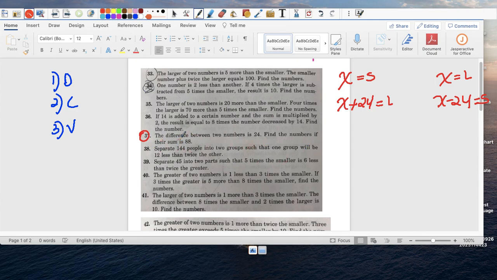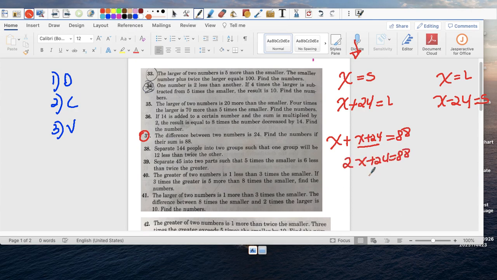So find the numbers if their sum is 88. Well, let's do it this way, where one is x and the other one's x plus 24. So it's saying that if I add these two, x, and then I add the other one, x plus 24, which is the second number, I get 88. Well, there's no distributive property. There is combine like terms. I can combine x, and I get 2x plus 24 equals 88.